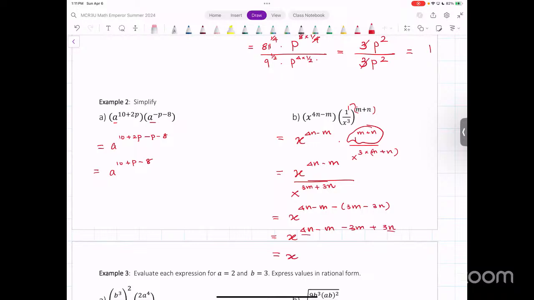So 4n plus 3n is 7n. Minus m minus 3m is minus 4m. Are you seeing the picture? Yes, sir. For the question before, can't you simplify that? Oh, yeah, I didn't simplify. 10 minus 8 is 2. A to the power of 2 plus b. Thank you.